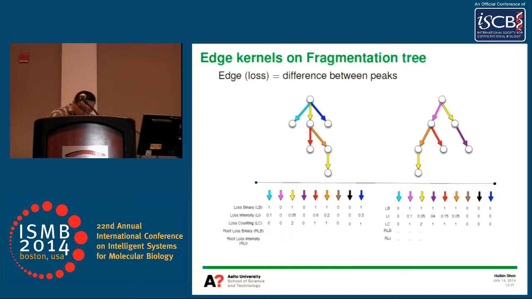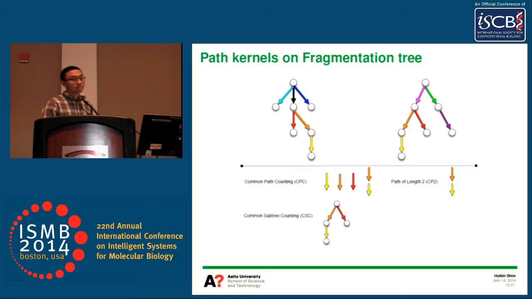We call it path kernels. Basically it's counting how many common paths, how many common subtrees, and how many paths of length two the trees share. Like here, for the length two paths, we have this orange-yellow path, and we only have this one common path of length two. That's why we only count one. And we also have this common subtree counting. In this case, we have one common subtree. All right, so we have the kernels ready.